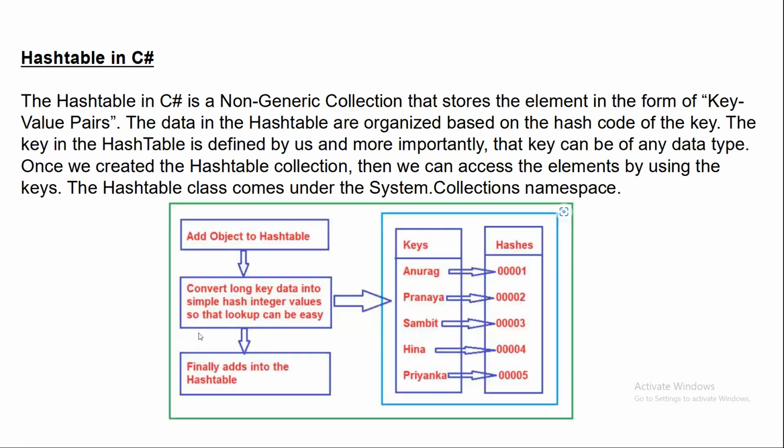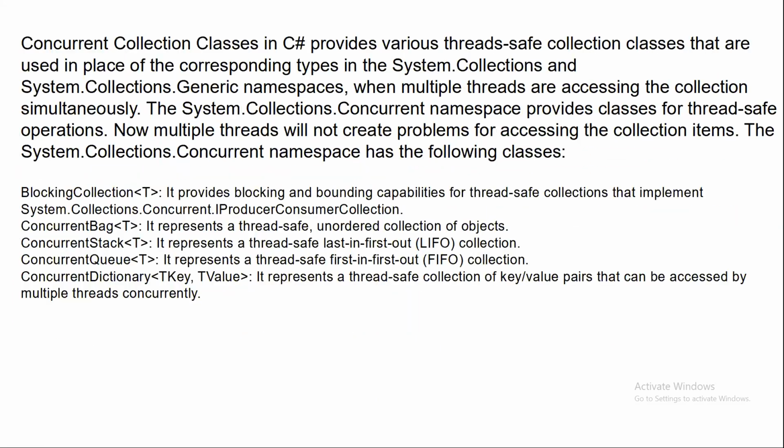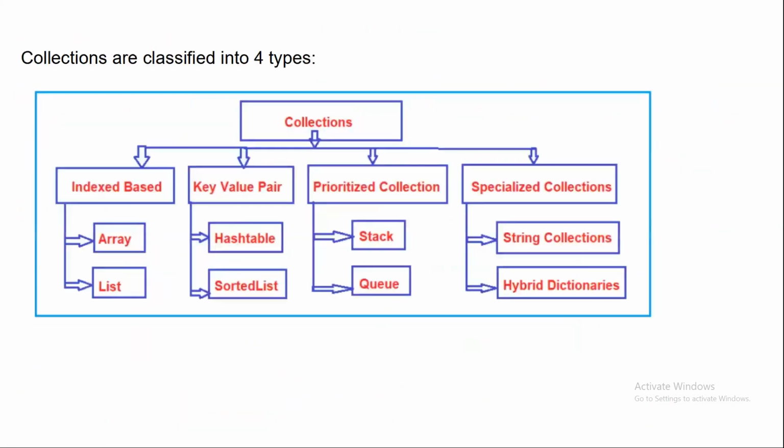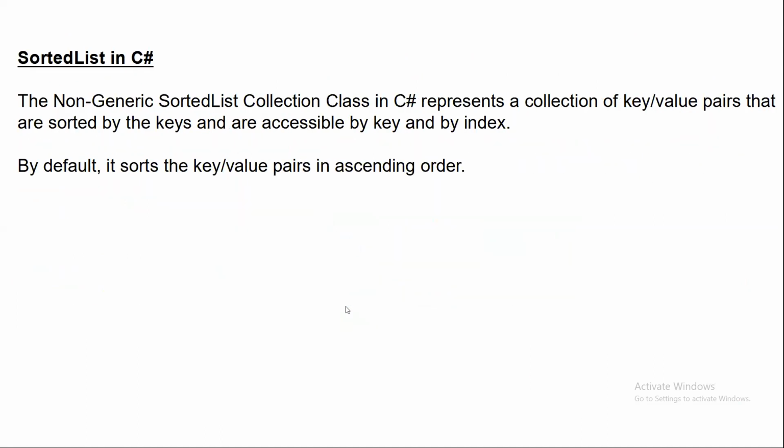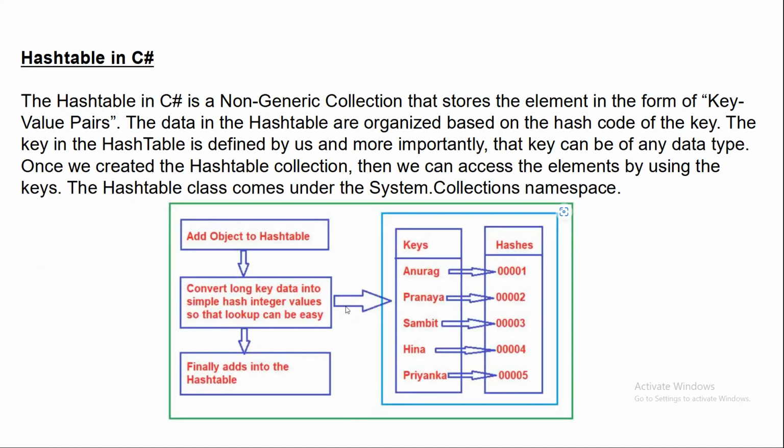Okay, so now come to hash table. Let me go back to that slide. Hash table and sorted list, these two come under key value pair. So I'm going to discuss these two, hash table and sorted list. Hash table means, one second guys.